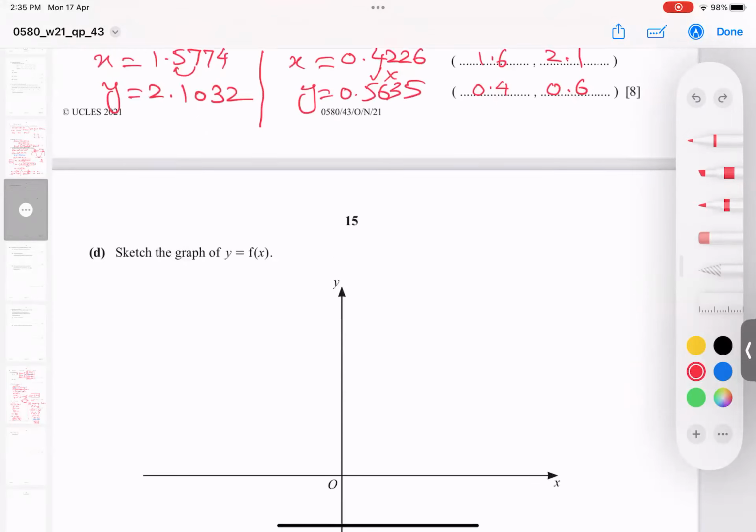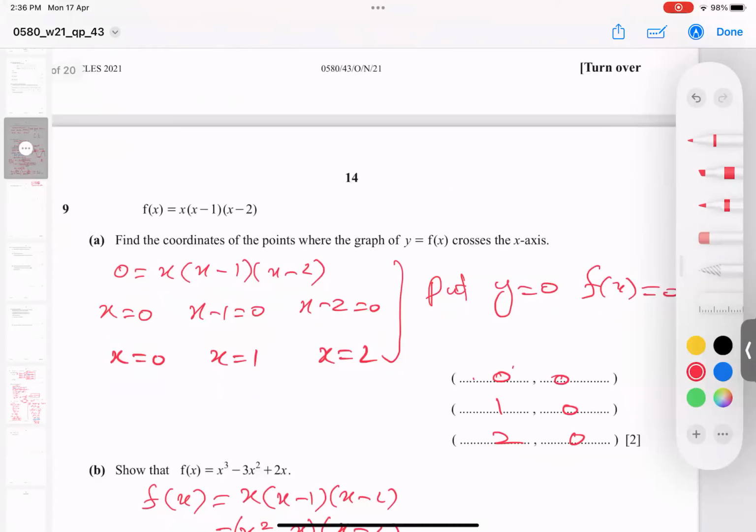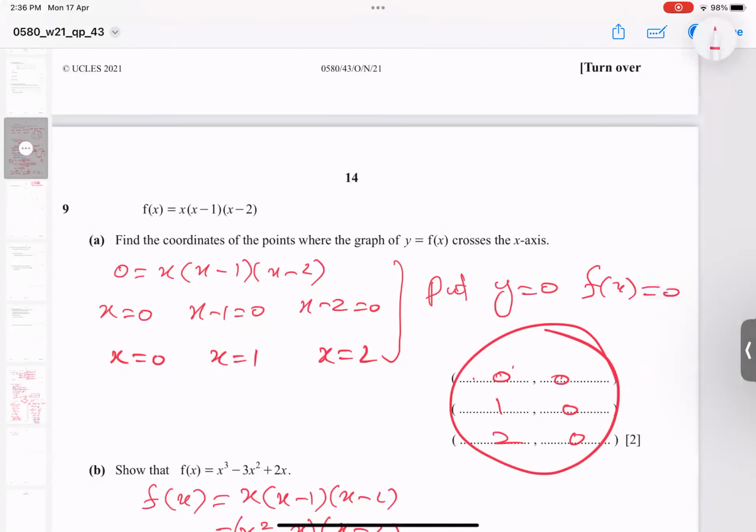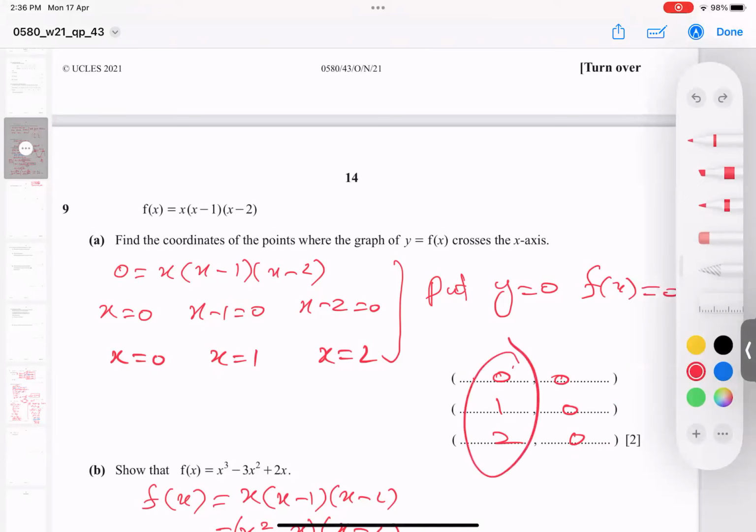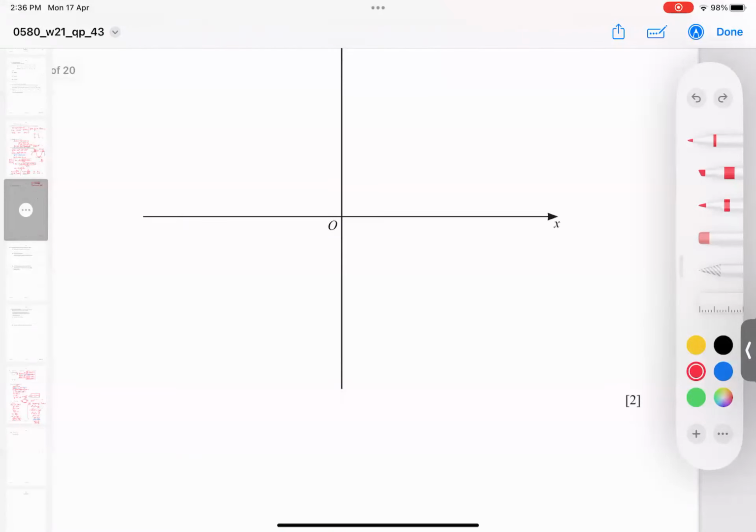Note down some techniques. First of all, we need x-intercepts. Then we need y-intercepts. Okay, and then we need stationary points. I hope the point is clear. So luckily we have the x-intercepts, because these are all x-intercepts. It means the curve cutting the x-axis at 0, 1, 2.